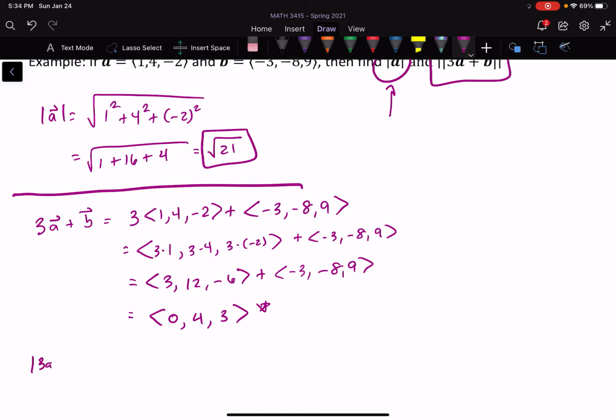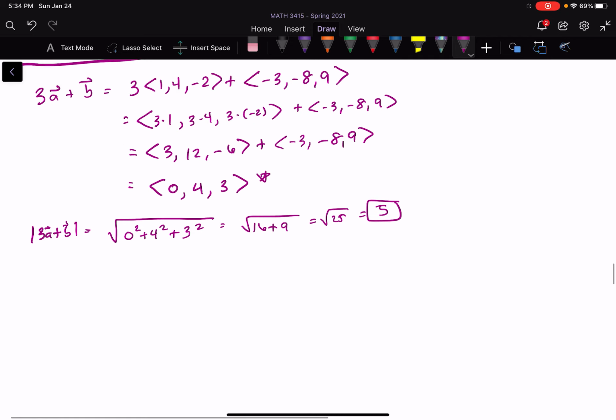So the magnitude of 3a plus b is going to be the square root of 0 squared plus 4 squared plus 3 squared. So that's the square root of 16 plus 9, which is the square root of 25, which is 5. All right, let's keep on going.